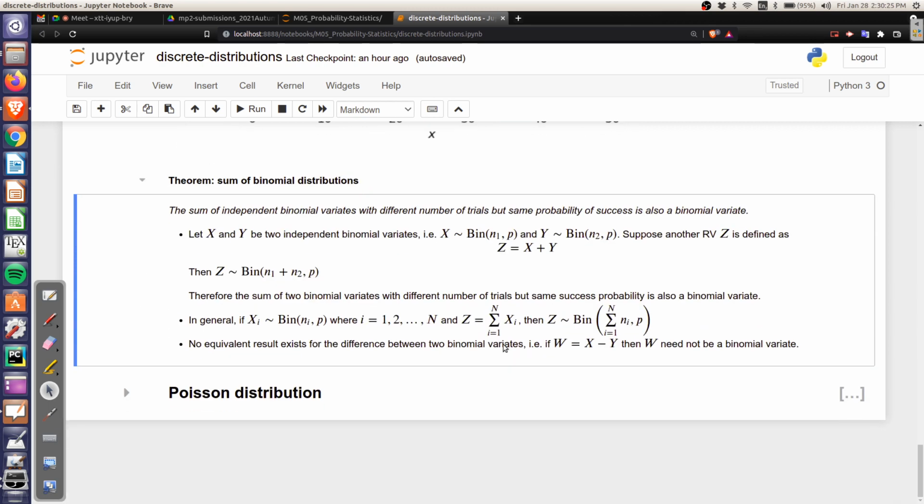Now I'll move on to Poisson distribution. Before I move on to Poisson distribution, does anybody have any questions or any queries?